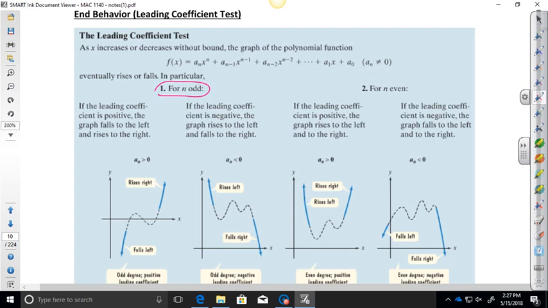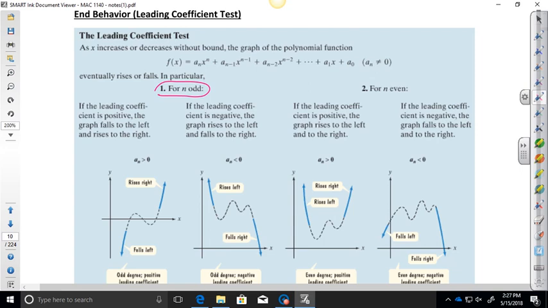So you're going to graph the function something like this. We don't know how many turning points, but you rise there and it falls there. Okay, right end rises, left end falls. The middle part we don't know. It depends on how many, we don't know that. But we know the ends. The right end rises, left end falls.